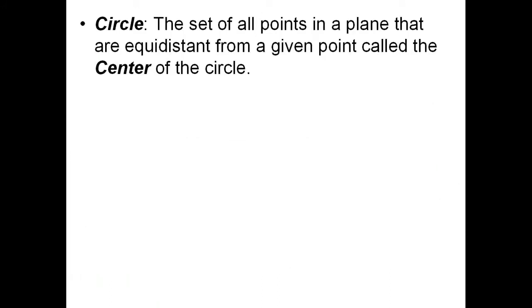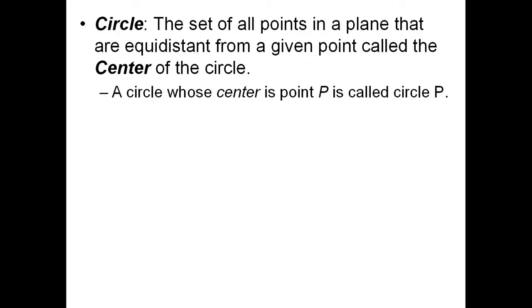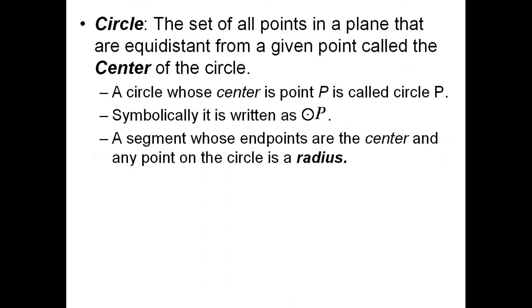A circle. A circle is a set of all points in a plane that are equidistant from a given point called the center of the circle. A circle whose center is point P is called circle P. Symbolically, we'll write it with a little circle in front of the P, just like we do a triangle or an angle. A segment whose endpoints are the center and any point on the circle is a radius.